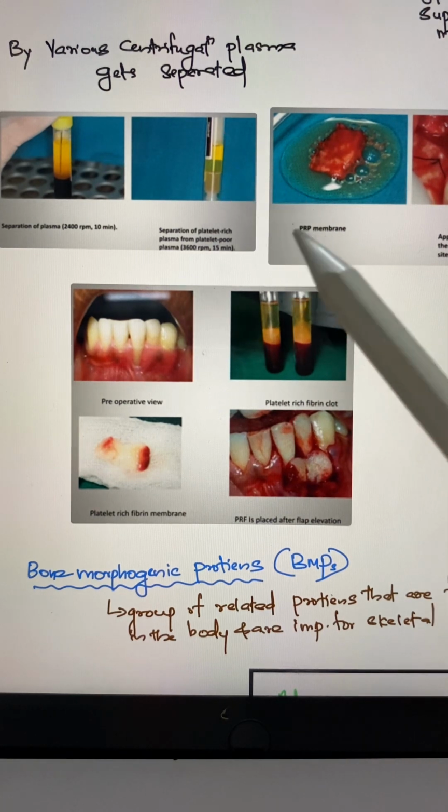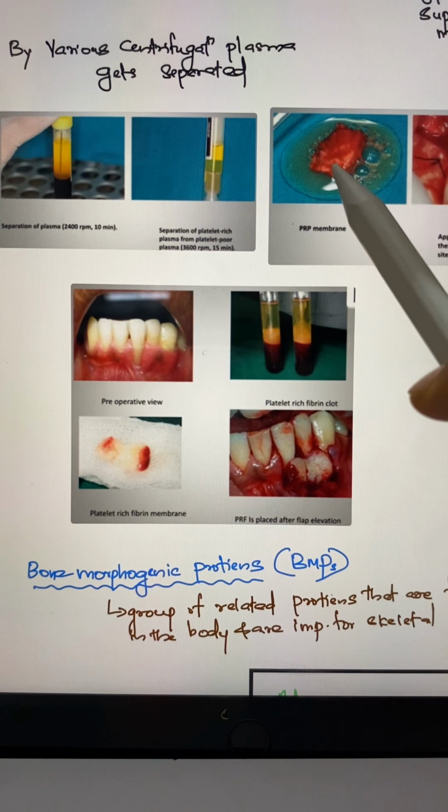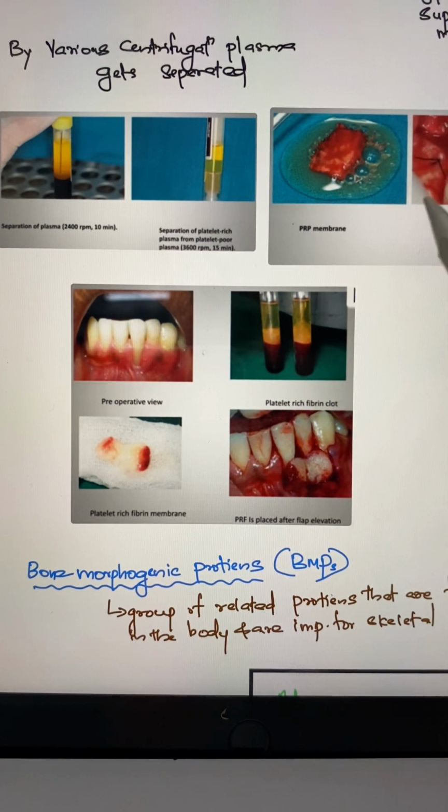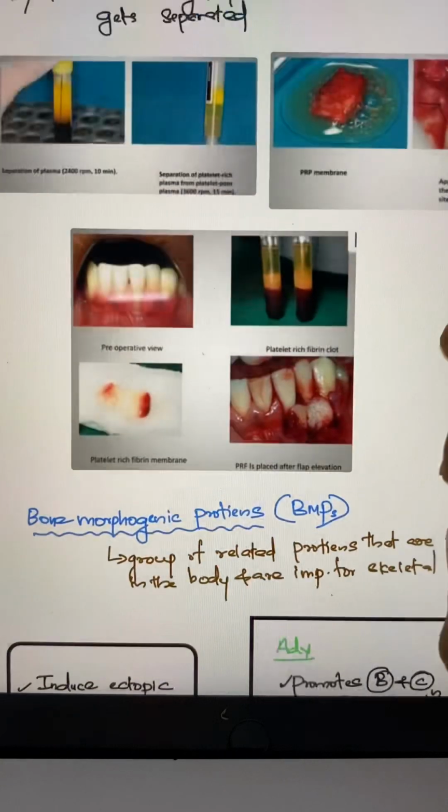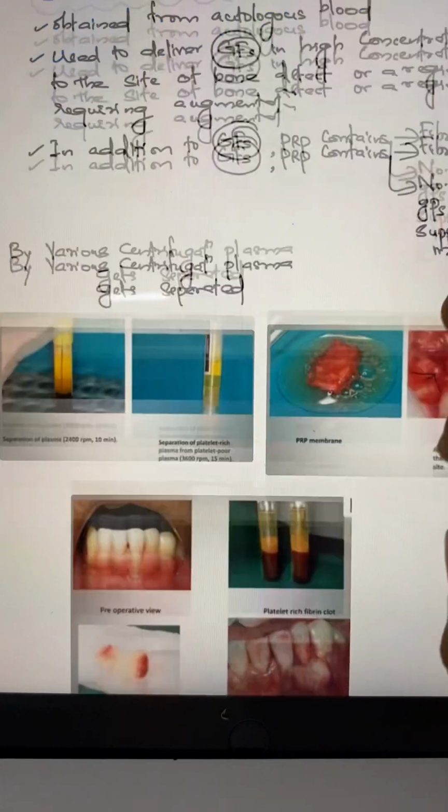And this is the PRP membrane, and this is the application of activated PRP on the recipient site. So this is basically PRP. This is also a growth factor that can be used here.